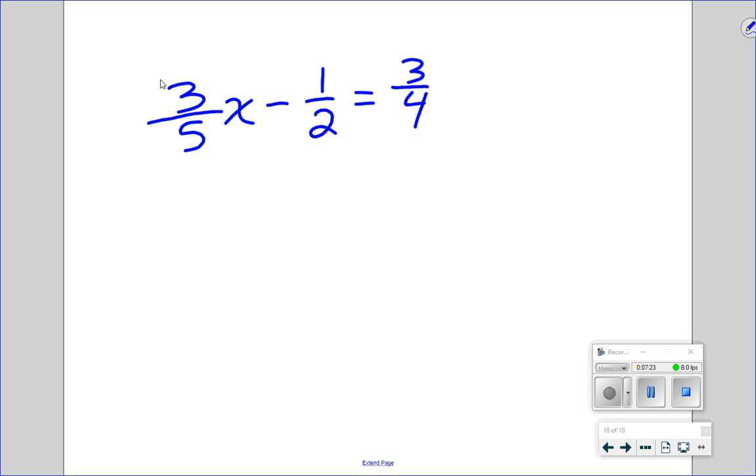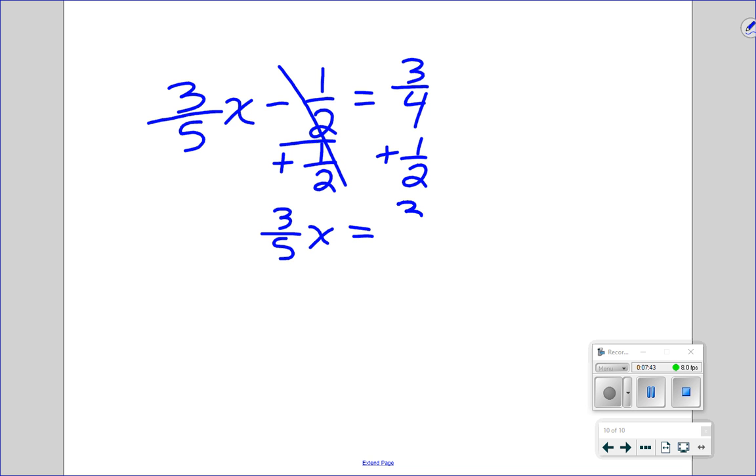Okay, one more two-step equation. 3/5 x minus 1/2 equals 3/4. So in this case, I'm going to have to still do the adding and subtracting, so I do the opposite operation, and I need to get rid of this 1/2 first. So I'm doing the opposite of subtraction. I'm going to add 1/2 to both sides. So I'll have 3/5 x on this side, the 1/2's cancel out, equals, I'll rewrite this, 3/4 plus 1/2.